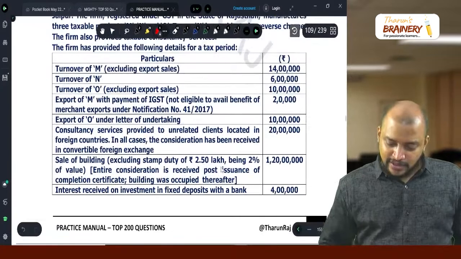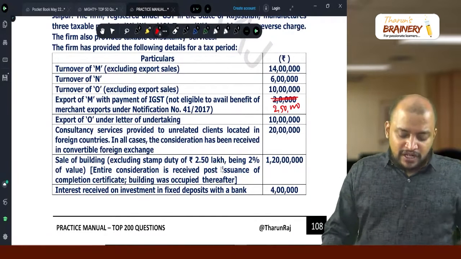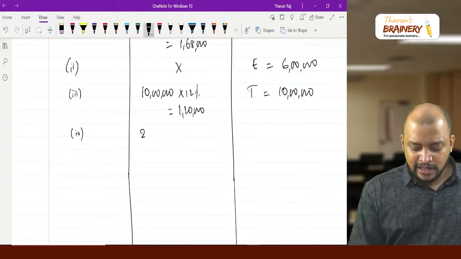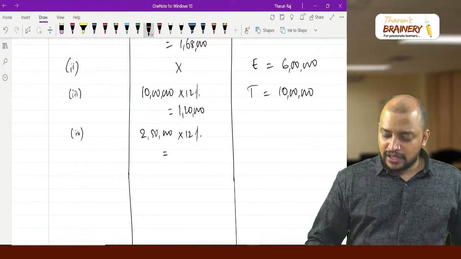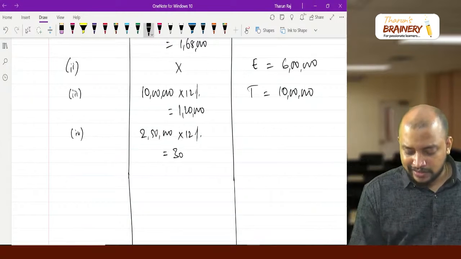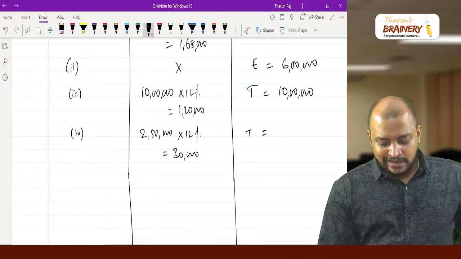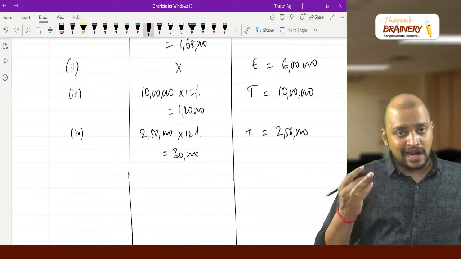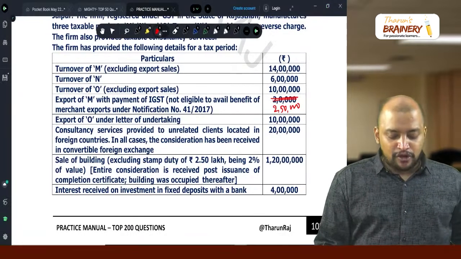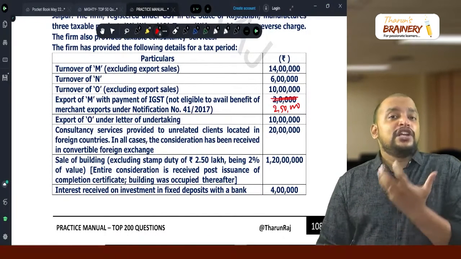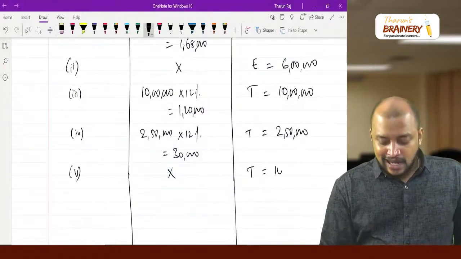Here that number was missing, so 2,50,000 is export of M. On export of M 2,50,000 we pay GST. So 2,50,000 into 12% will be 30,000. Now, for this 30,000 rupees, even for ITC purposes, it will be treated as taxable. We can avail ITC, and we need to pay GST. That is export upon payment of GST. Then export of O under letter of undertaking or bond without payment of GST. So no need to pay GST, but for ITC computation, it will be treated as taxable.